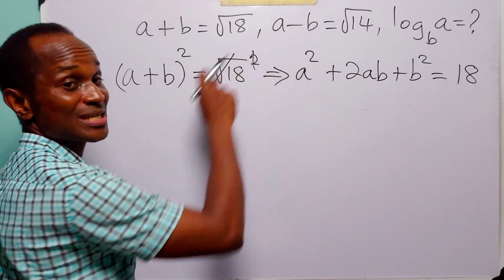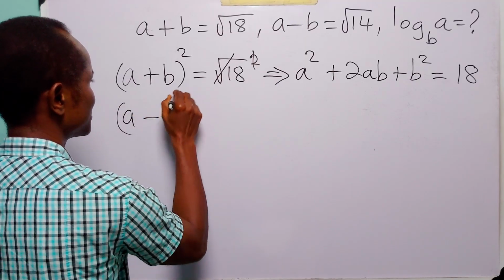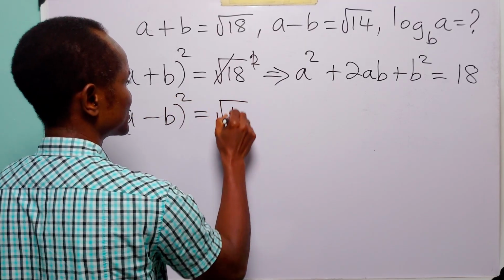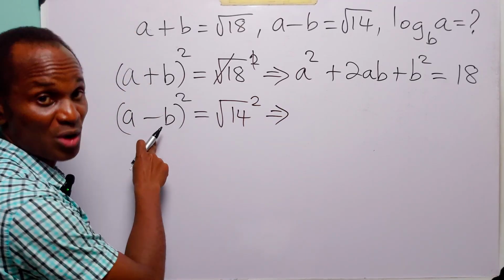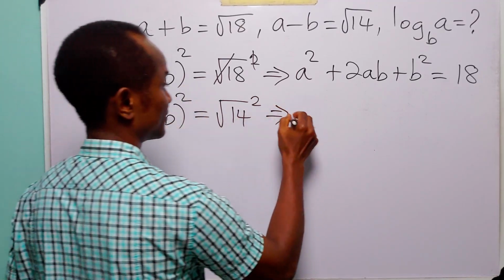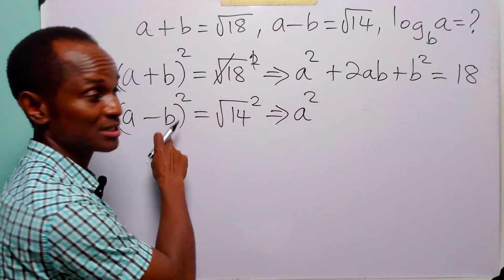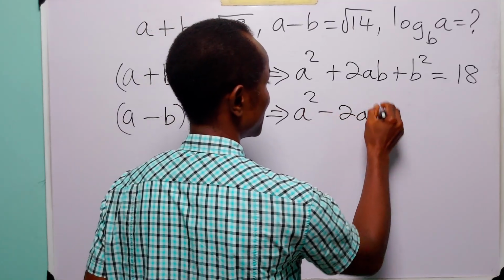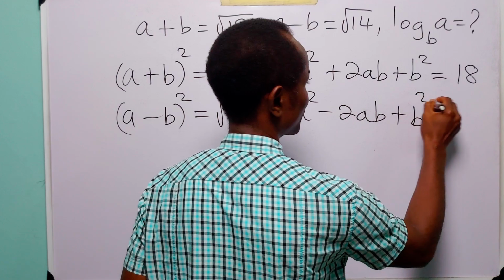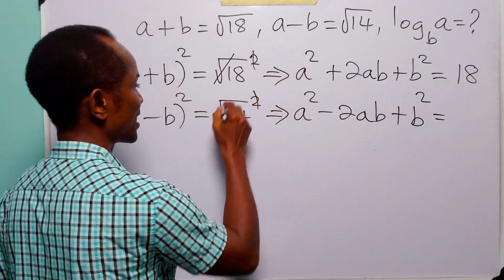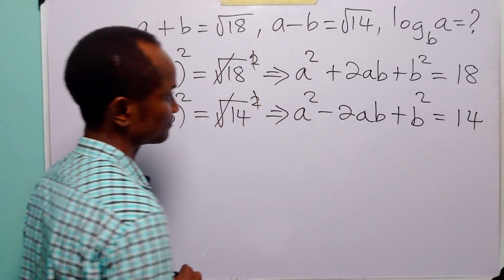We do the same thing for the second equation. So we have (a minus b) squared is equal to (the square root of 14) squared. Once more, opening this bracket, we have a squared, 2 times a times minus b, that is minus 2ab, plus b squared is equal to, the square is going to take care of the square root, leaving us with 14.